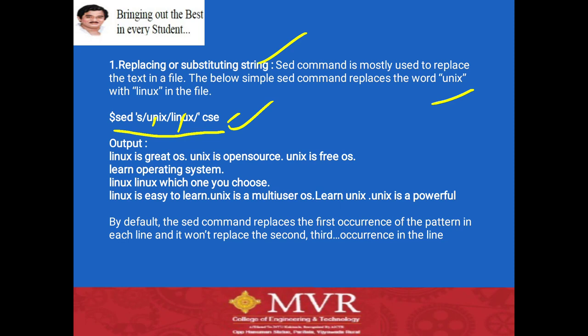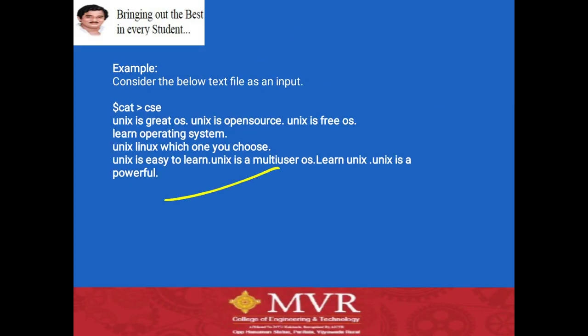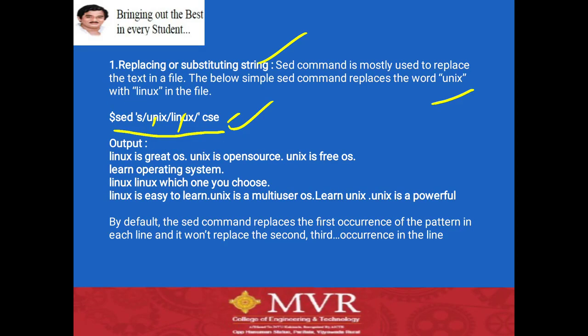So this is the syntax you need to follow. Then see what will be the output. If you keenly observe the output, see what is the content of CSE? Unix is great OS. So Unix must be replaced. See the first line. What is the first line? Unix is great OS, Unix is open source, Unix is free OS. So what we have to do? We have to replace Unix with Linux, right? So what is the output? See here. Linux is great OS, Unix is open source, Unix is free OS. You observe the important thing here. It replaced only the first Unix. It doesn't replace the second and third Unix in the first line.